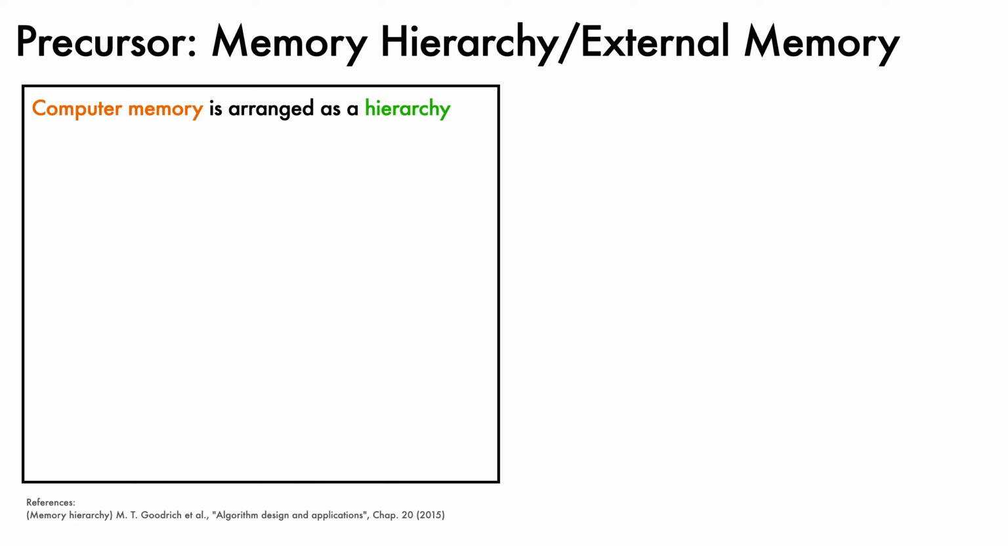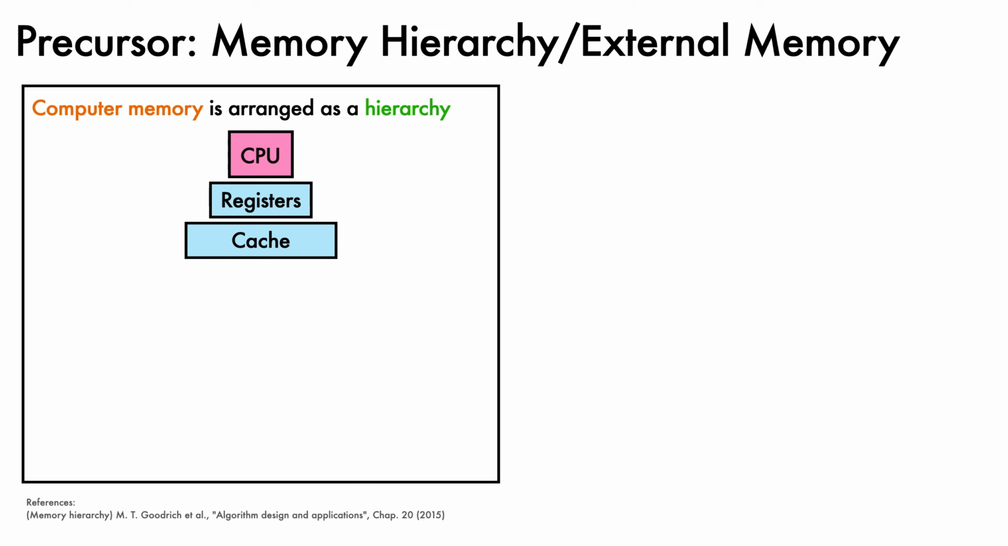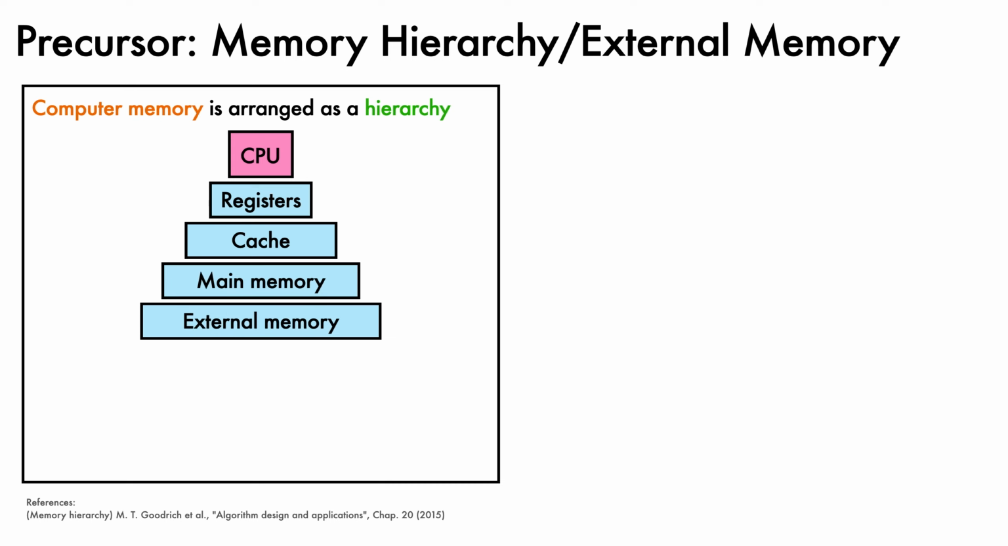Before going into B-trees in detail, we'll take a short digression to talk about memory. Computer memory is typically arranged in a hierarchy. Within the CPU, we have small and fast registers. Next, we have slower but larger cache memory. Then, we have slower but larger main memory, or RAM. And finally, we have very large and very slow external memory, typically formed of hard disk drives or solid-state drives. As we move up the hierarchy, storage gets faster, while as we move down the hierarchy, storage gets larger.